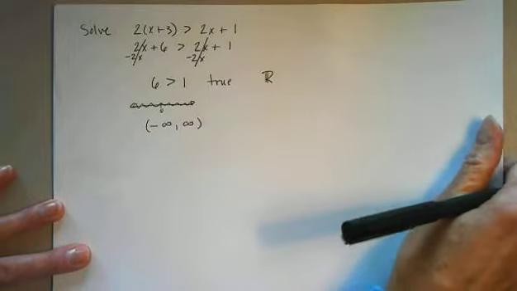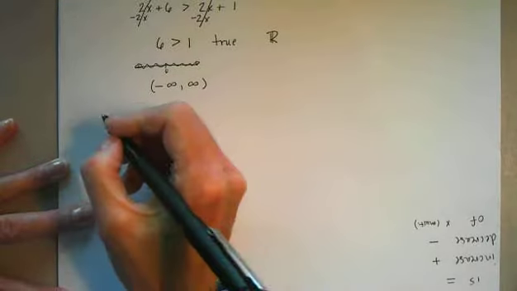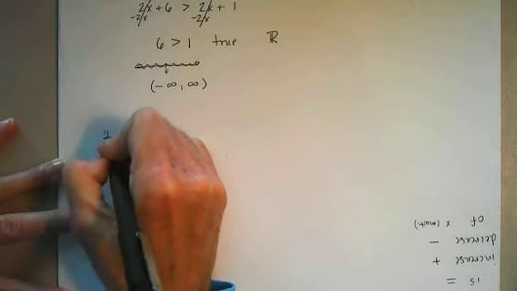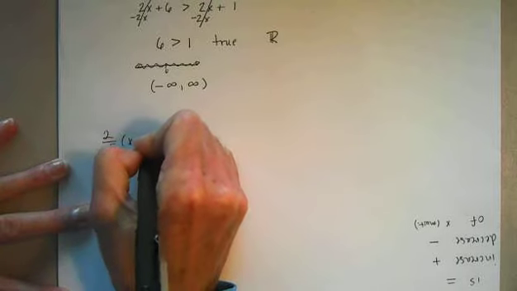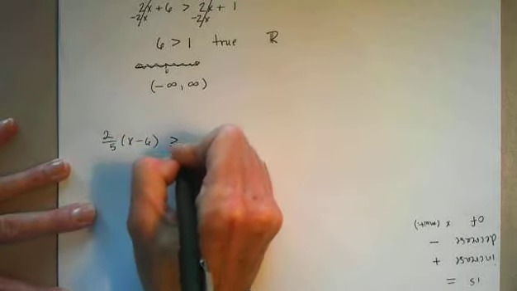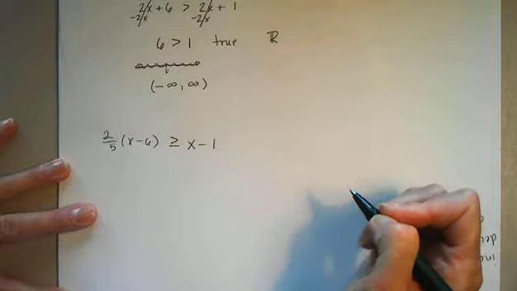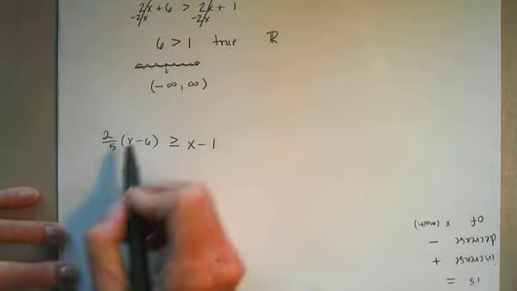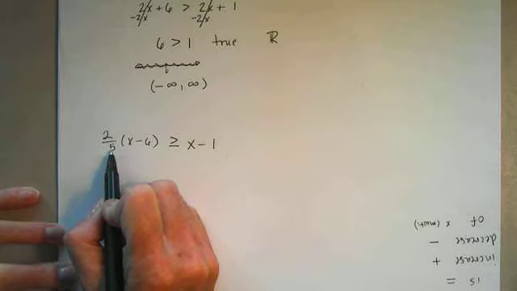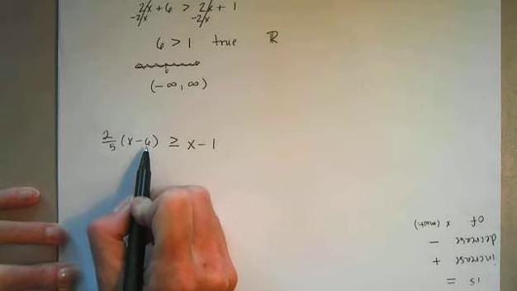Let's just do one more. Make sure we've got this down. Let's do 2 divided by 5 times x minus 6 is greater than or equal to x minus 1. Now, some people like to distribute that, which is totally fine. If you're good at that, do it.